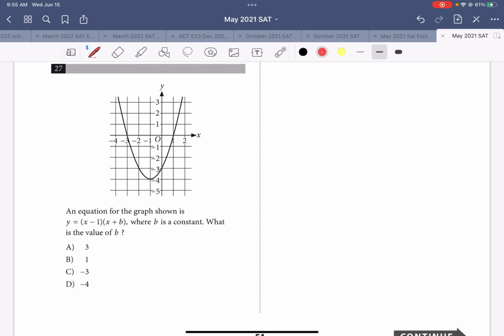Number 27. The equation for the graph is shown. That's a zeros form, we call it a quadratic equation. B is a constant. What is the value of B? So look at zeros. Zero means x-intercept. So you can set it up by those zeros, x minus 1, x plus 3. So when you compare with the given one, B should be 3.